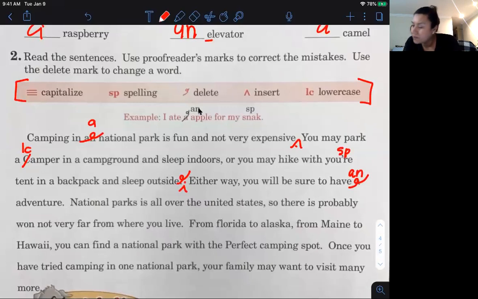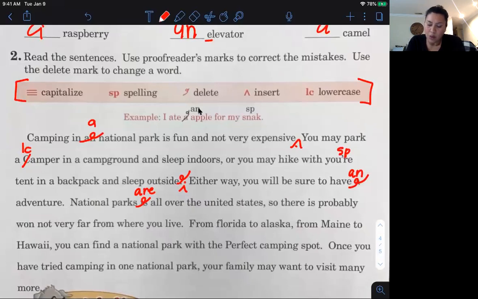National parks is all over the United States. That sounds kind of weird. National parks is all over the United States. Is all over the United States or are? National parks are all over the United States. Are sounds much better. Delete is and write are, A-R-E.